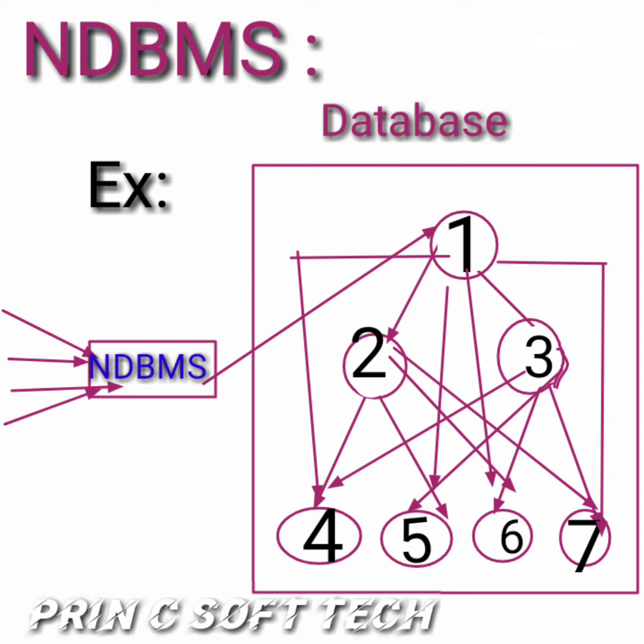If you are searching for 1, then NDBMS searches for 1 in the database. It first goes to the root node. 1 is present in the root node. If you want 5, then NDBMS goes to the root node. It is 1, it's not 5. Then it searches the links. First link is 4, then 2, then 5. Likewise, we get any data easily as compared to HDBMS. Here there is no data loss.